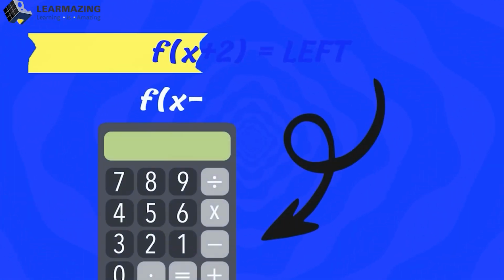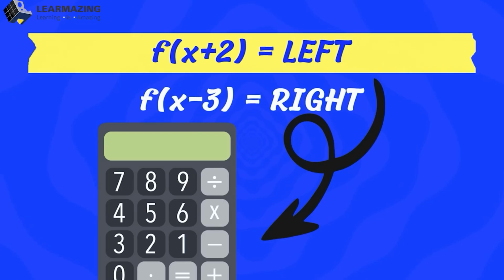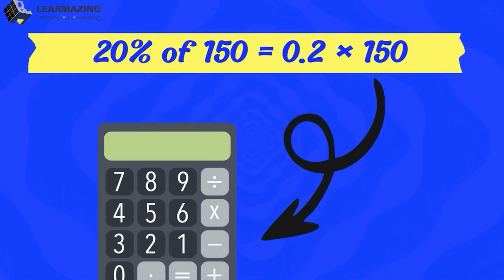Learn function shifts. f of x plus 2 equals left, f of x minus 3 equals right. Don't get smoked by a simple graph question. Every time you see "of," think multiplication. 20% of 150 equals 0.2 multiplied by 150. This will help on every percent and ratio question.